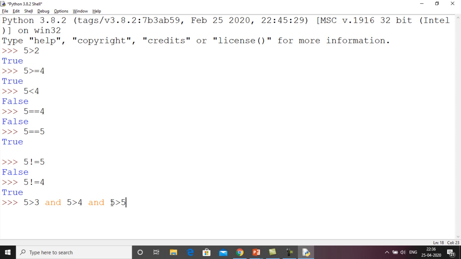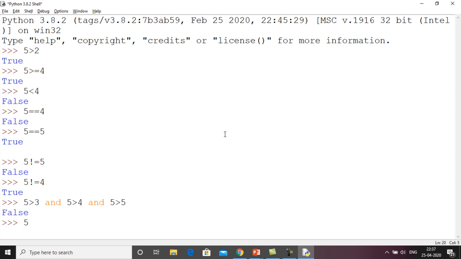Okay, so what will be the answer in this case? As I told you, in case of AND, the result will be true only if all the conditions are true. But over here the first two conditions are true but the last condition is not true. So in that case we will get the answer as false.